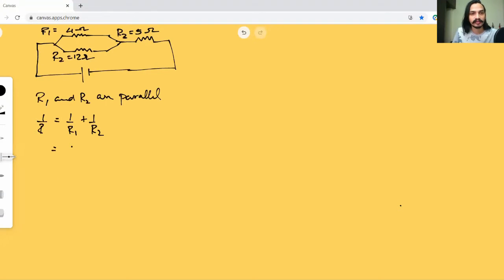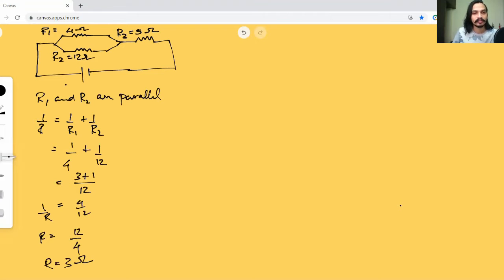So I can write it as 1 by 4 plus 1 by 12. If you take the LCM, it's 12. So you'll get 3 plus 1, which is 4 by 12, equals 1 by R. So R equals 12 by 4, which is 3 ohms. So both of these parallel resistors can be replaced with one resistance of 3 ohm.